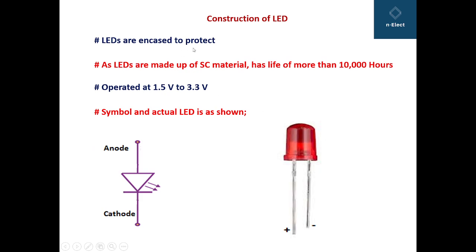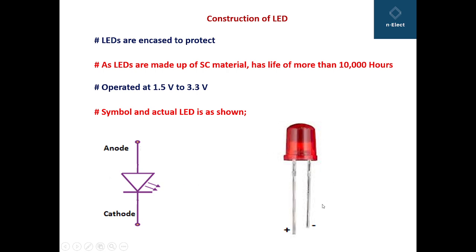LEDs are encased to protect them. As LEDs are made up of semiconductor material, they have a life of more than 10,000 hours. They are operated at 1.5 volts to 3.3 volts, and the symbol of LED is very similar to the semiconductor diode, the only difference being the arrows which depict the emission of light.